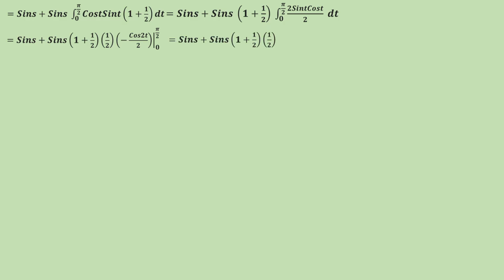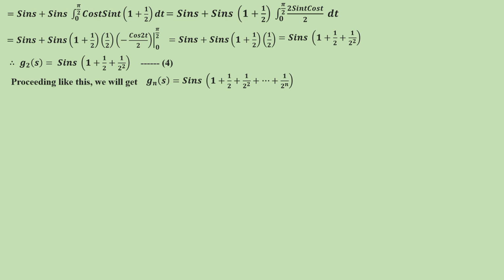So sin s plus sin s into 1 plus 1 by 2. So applying the upper and lower limit, which is equal to 1 by 2 into 1 by 2 you will get, right? So sin s, taking sin s outside, now you will get 1 plus 1 into 1 by 2, 1 by 2, 1 by 2 into 1 by 2, 1 by 2 square. So sin s into 1 plus 1 by 2 plus 1 by 2 square. That is g2 of s is equal to sin s into 1 plus 1 by 2 plus 1 by 2 square. That is fourth one.